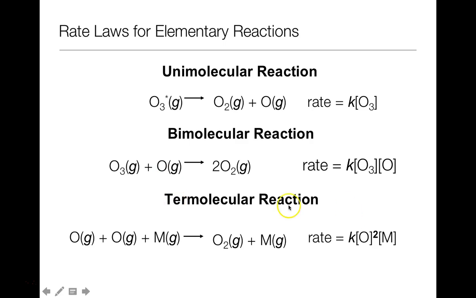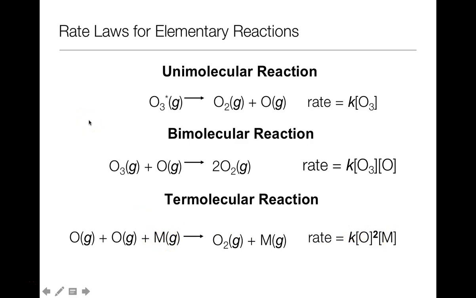Again, we see in a termolecular reaction, 2 atomic oxygen plus 1 metal gas is going to yield O2 gas, molecular oxygen, plus the metal gas. The rate equals whatever the rate constant is times the concentration of O raised to the second, because there's two of them, so there's a coefficient. We could write this easily as 2O plus M. So the rate is k times O raised to the second times M to the first.